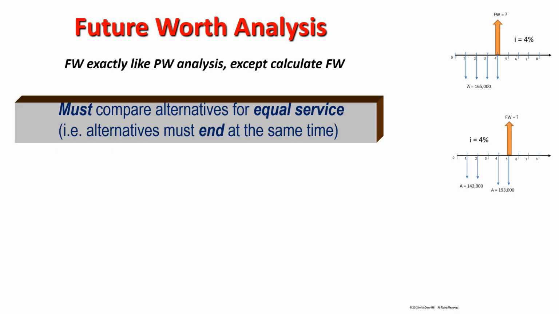Now in future worth analysis, we use the same ideas and methods as present worth analysis, except instead of taking all of the money to time 0, you're going to be finding a single lump sum at some point in the future. The same restrictions apply where you have to compare alternatives that cover the same study period. And so because of that, you'll have to use some of the same techniques that we talked about with present worth analysis. Those same 3 methods can be used if you are comparing alternatives and finding what is their future value.